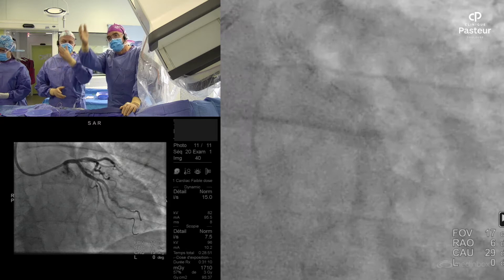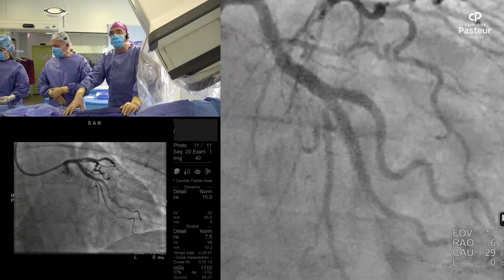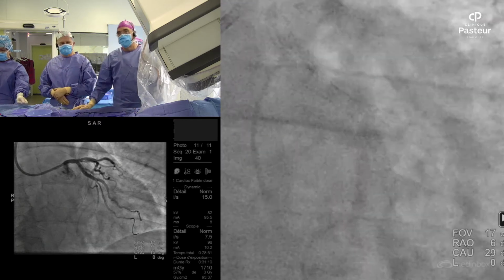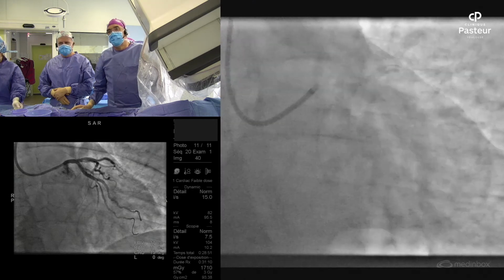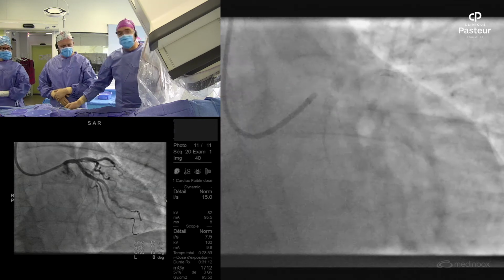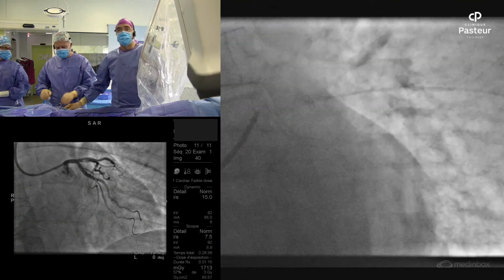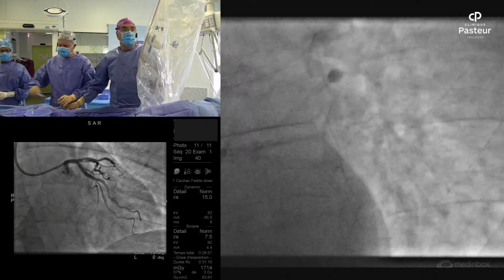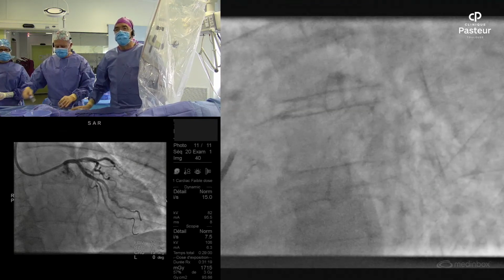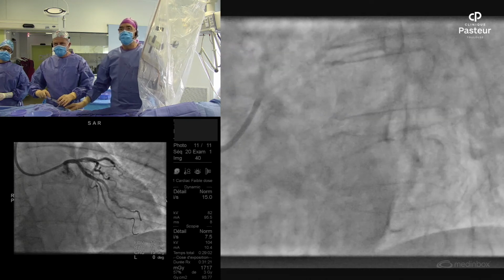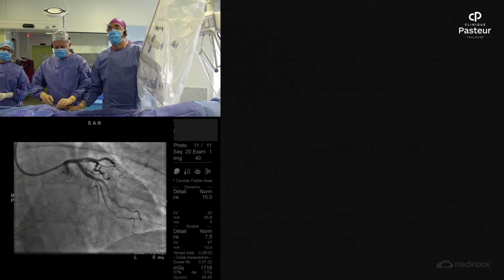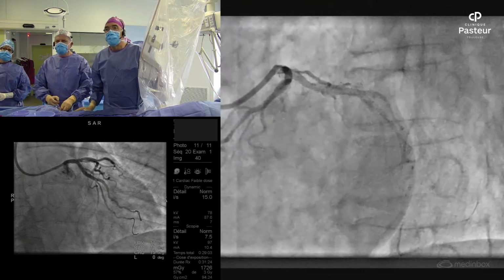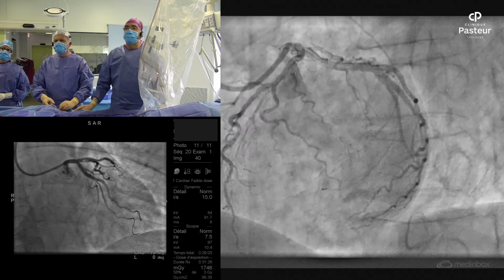And finally, the third one is still open. This is by chance. So what we can do is to place the LAO because there was a critical lesion in the LAO. We could check in the LAO view. Ready? Okay. Beautiful. Excellent.